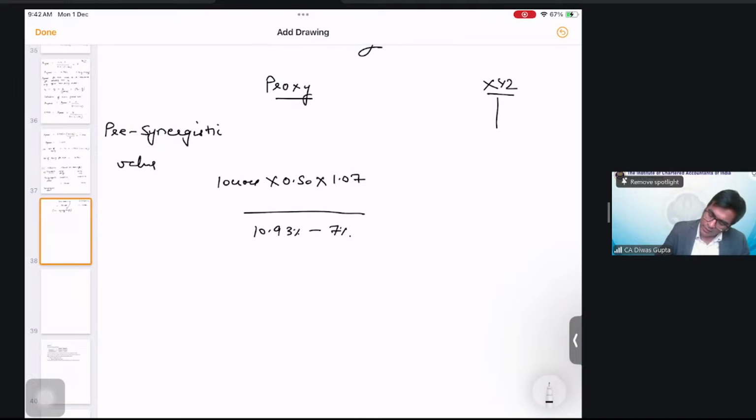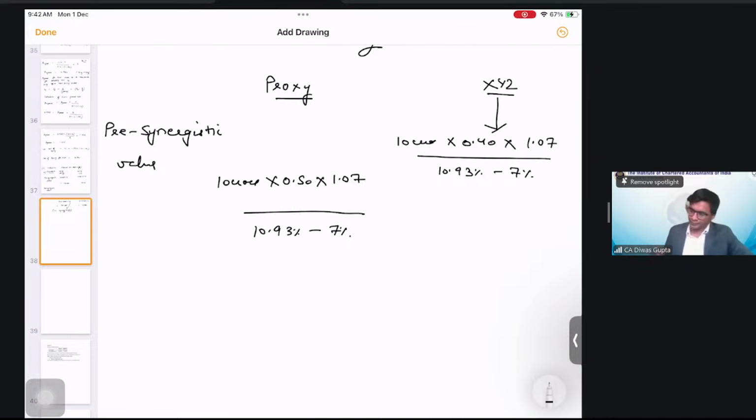And here, I'm just writing it: 10 crores multiplied by 0.40, 40% being the dividend payout ratio, multiplied by 1.07, whole divided by 10.93% minus 7%. So this becomes 136.13 crores and this becomes 108.91 crores. I hope this is clear, students.